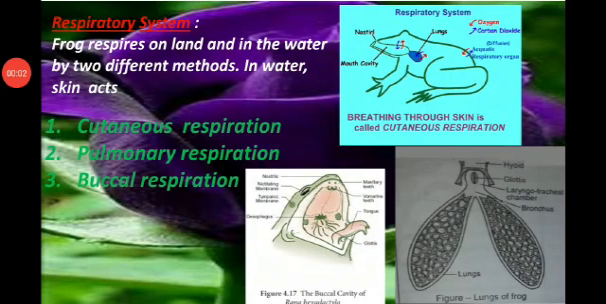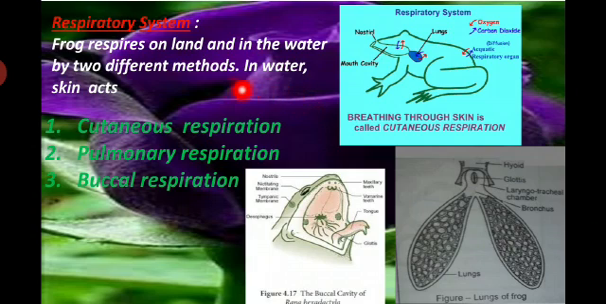Good morning, students. We are going to discuss the respiratory system of a frog. Actually, three kinds of respiration we will be discussing for the frog: cutaneous, pulmonary respiration, and buccal respiration. Commonly we already know that frogs have a dual mode of life, on the land area and in the water.